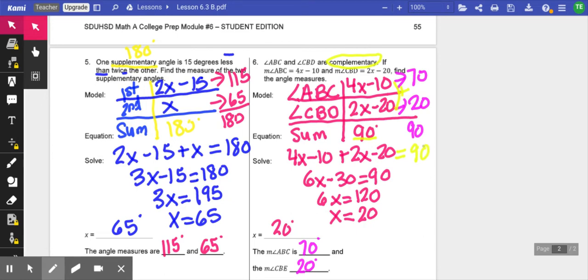Equals 90. And then I combine like terms. I added 30, divided by 6 to get 20. I plugged back in. 4 times 20 is 80. 80 minus 10 is 70. I plugged back in the second angle. 2 times 20 is 40. 40 minus 20 is 20. I checked my work. 70 plus 20 does get me 90. So I listed my answers. X is 20, measure of ABC is 70, and measure of CBE is 20.